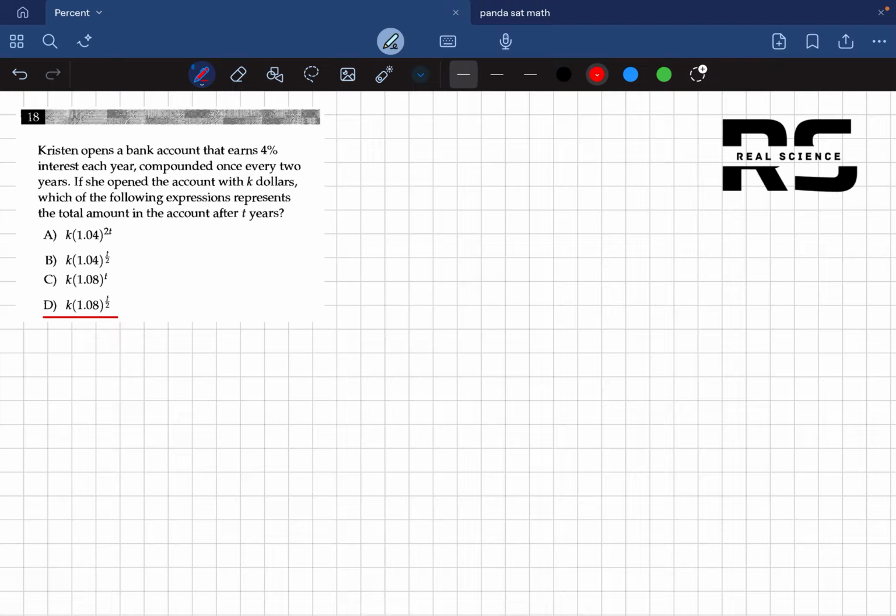It says, Kristen opens a bank account that earns 4% interest each year, compounded once every 2 years. If she opened the account with K dollars, which of the following represents the total amount in the account after 2 years? Well, this is a pretty good question. We have 4% that compounds every 2 years. We had this formula as well: 1 plus r divided by 100 to the power of t divided by m.